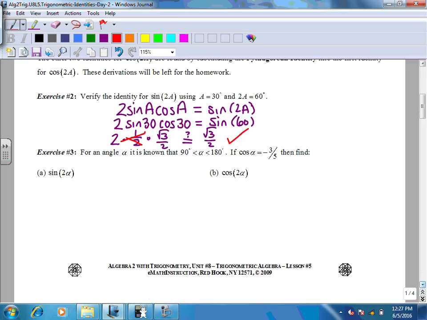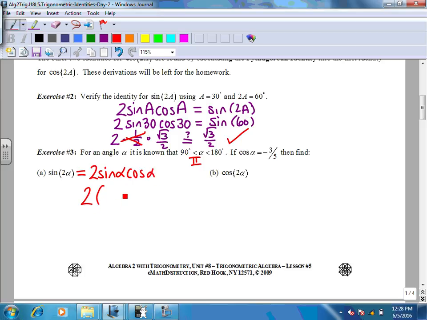Moving on to number 3, we're actually getting into some real problems now. So we have an angle alpha. It's known that that angle is between 90 and 180, which is a fancy way of saying we're in the second quadrant. Cosine alpha is negative 3/5. We want to find sine 2 alpha. So we only have one formula to choose from here. We already know what cosine of alpha is. Problem is we don't know what sine of alpha is. So we're going to have to draw ourselves a picture in the second quadrant.